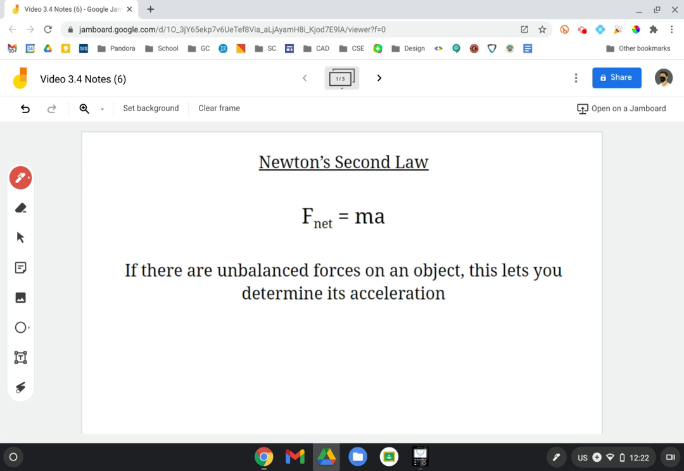These are the notes for standard 3.4, which have to do with Newton's second law. Basically, Newton's second law allows us to relate the net force acting on an object, so the unbalanced forces, the mass of the object, and the acceleration of the object. This will allow us to either see how unbalanced the forces acting on something are and then calculate its acceleration, or if we know its acceleration, we can then calculate specific forces acting on the object. The equation that we're going to be using in the standard is F net equals mass times acceleration.